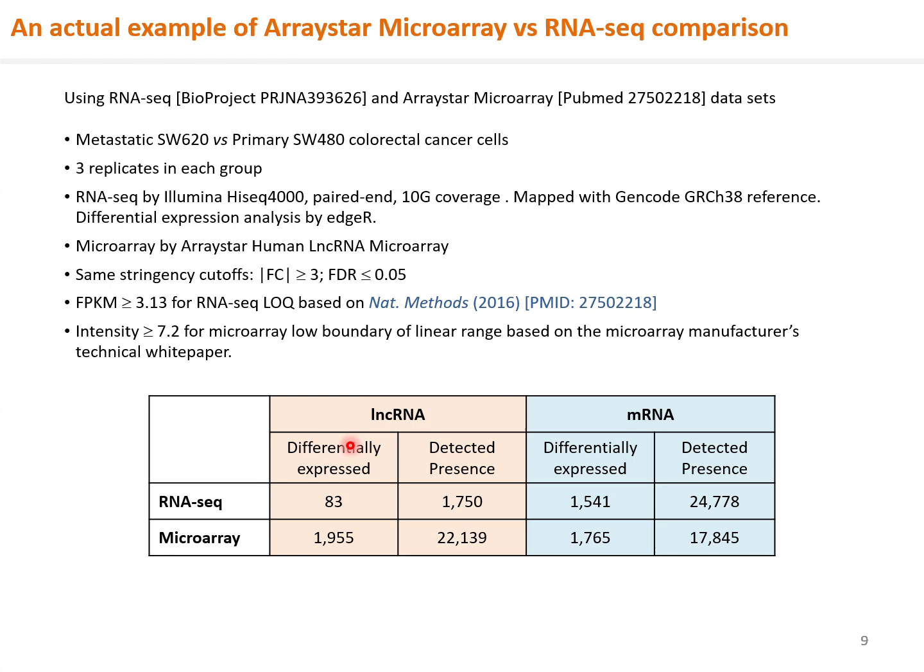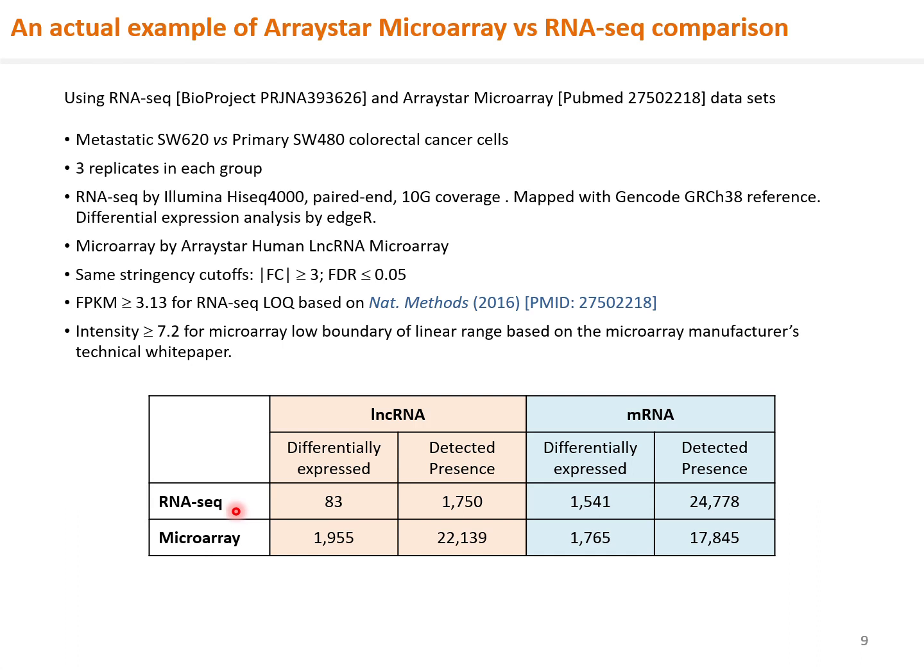For a head-to-head comparison between microarray and RNA sequencing in lncRNA profiling, metastatic colorectal cancer cell line SW620 and non-metastatic primary cancer cell line SW480 were profiled by Arraystar LncRNA Microarrays and RNA sequencing. The RNA sequencing was carried out using the Illumina HiSeq 4000 system with paired-end reads and 10G coverage, much deeper than the regular 6G coverage. The differentially expressed genes were selected using the same stringency cutoffs of fold change greater than 3-fold and false discovery rate, or FDR, less than 0.05. In this outcome summary table, close to 2,000 differentially expressed lncRNAs were detected by Arraystar LncRNA Microarray, whereas fewer than 100 differentially expressed lncRNAs are detectable by RNA sequencing.